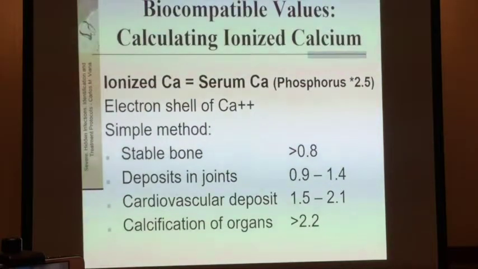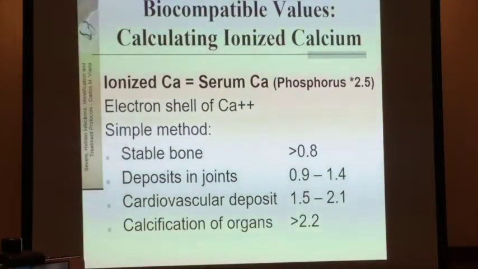And what we know is that if your formula result is less than 0.8, your patient is building bone. This is a great candidate for any kind of dental work that you would like to do with them. It'll be very, very stable. When your score is between 0.9 and 1.4, we know that the calcium is being deposited into joints. This is the arthritic patient that gets presented.